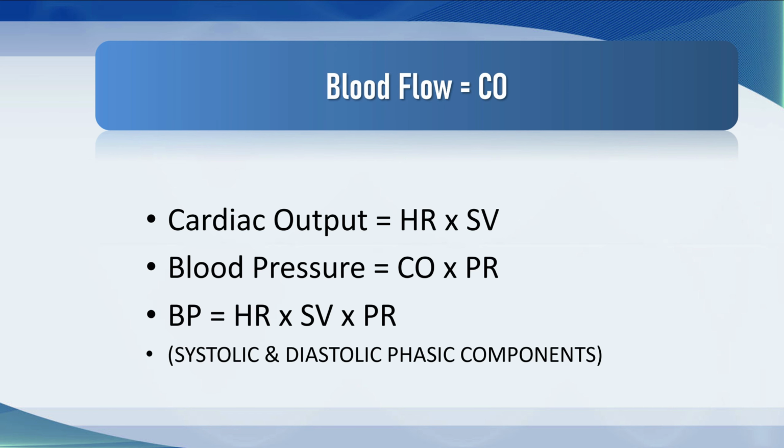Now, blood flow is cardiac output, and as I've mentioned before, cardiac output is heart rate times stroke volume. Blood pressure is cardiac output times peripheral resistance, and that therefore means that blood pressure is heart rate times stroke volume times peripheral resistance. These are all the components. If one of them changes, the others adjust.